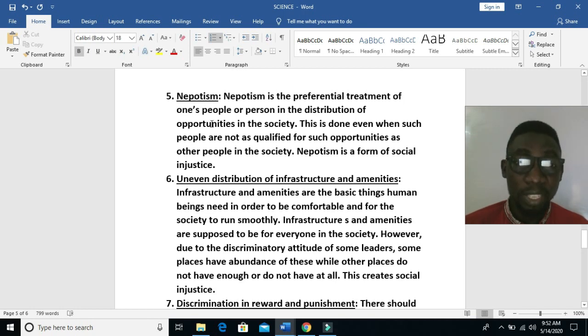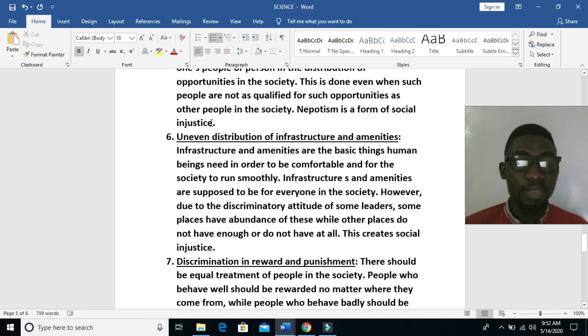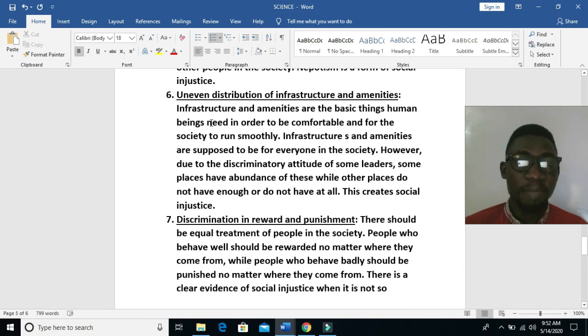The person is not as qualified as other persons, but because he's a close person, is your person, you afford the person such opportunity. Nepotism is a form of social injustice because by so doing, you have cheated someone who is qualified for an opportunity. Number 6 point is uneven distribution of infrastructure and amenities.